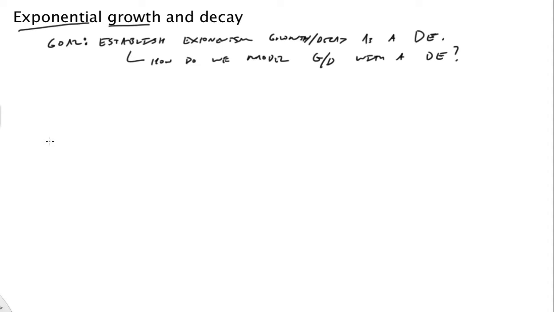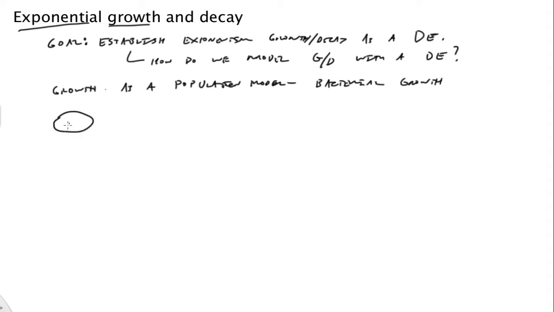Okay, so we're going to talk about growth, in this case, as a population model. And really, what we have in mind is going to be like bacterial growth. So the mental picture we have in our head, of course, is we have some sort of bacteria, and after some amount of time going forward, all of a sudden there's a division, and then there, of course, are two bacterias.